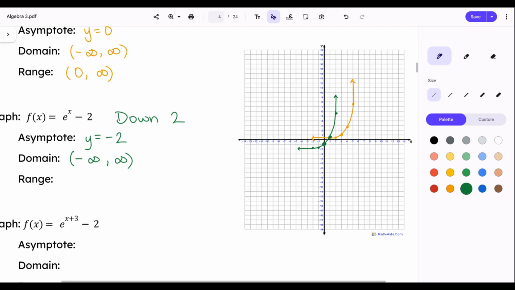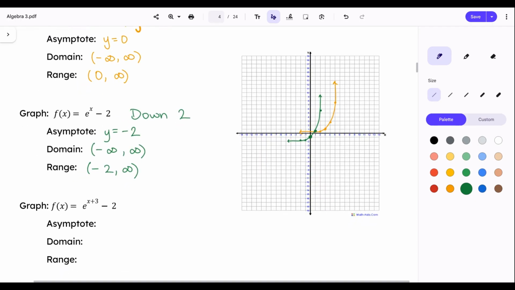How would we rewrite our range, though, now that the graph shifted down? Yeah, it'd be -2 to infinity, right? Okay, nothing below -2 is allowed. Okay, so that just changes that asymptote a little bit. All right, why don't you guys take a minute here and try to do the last one on your own.